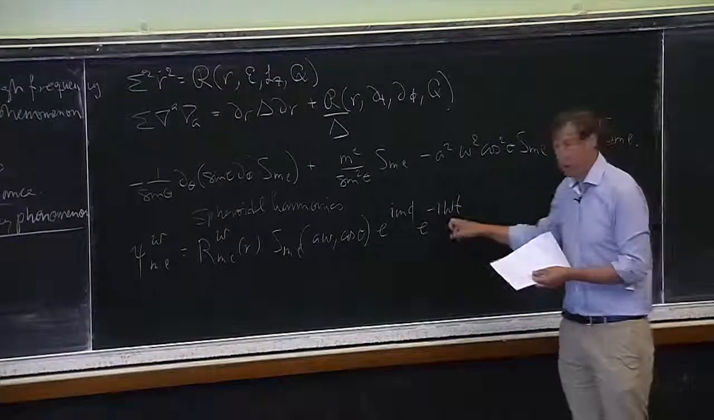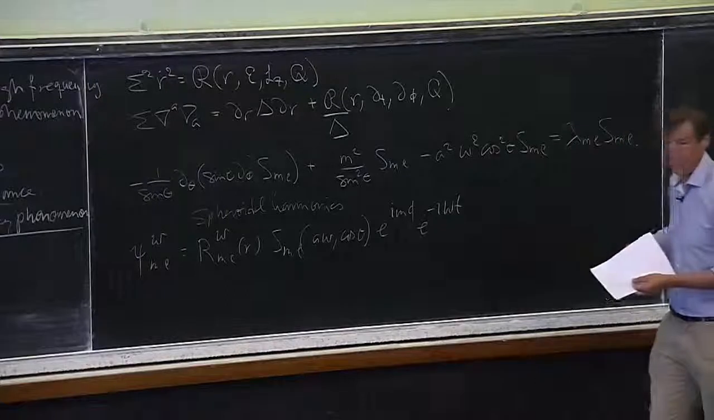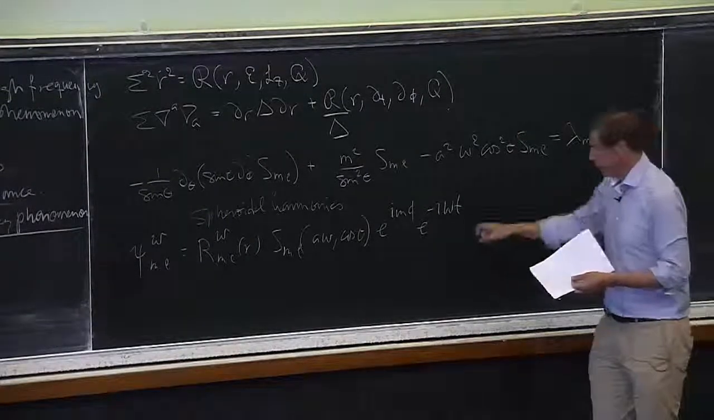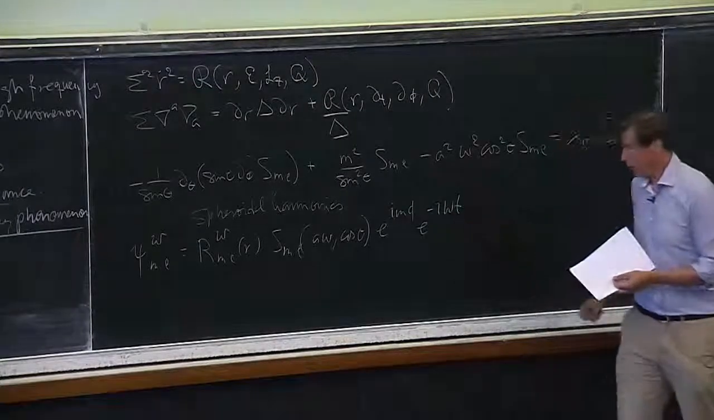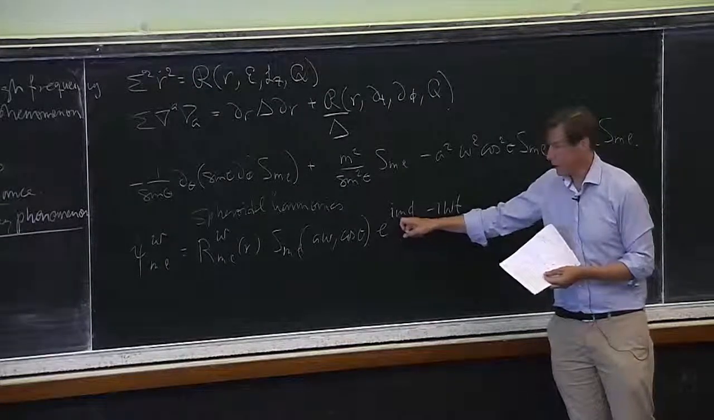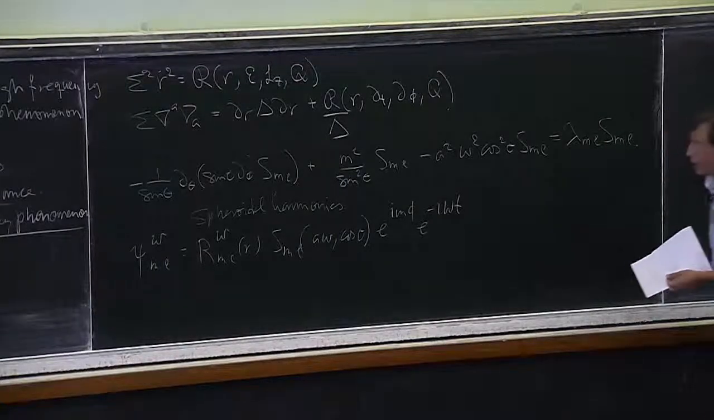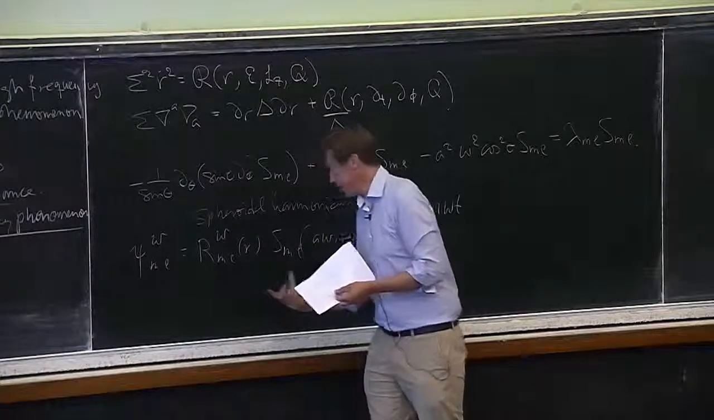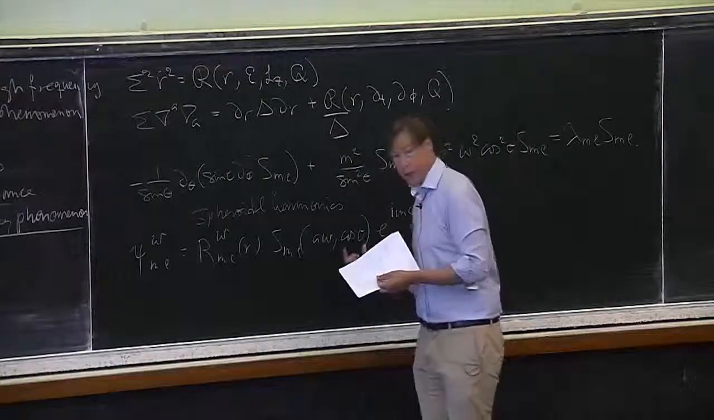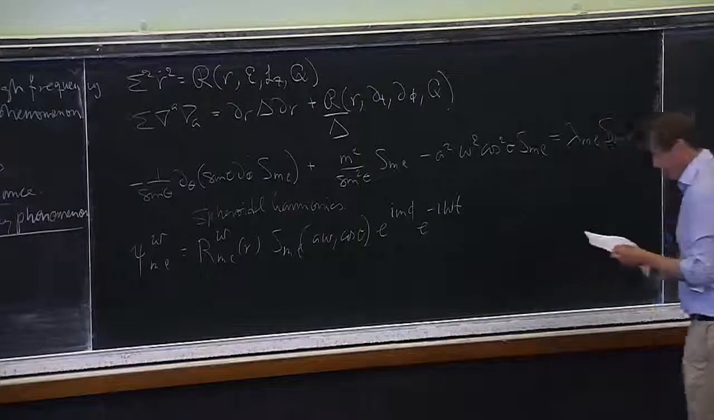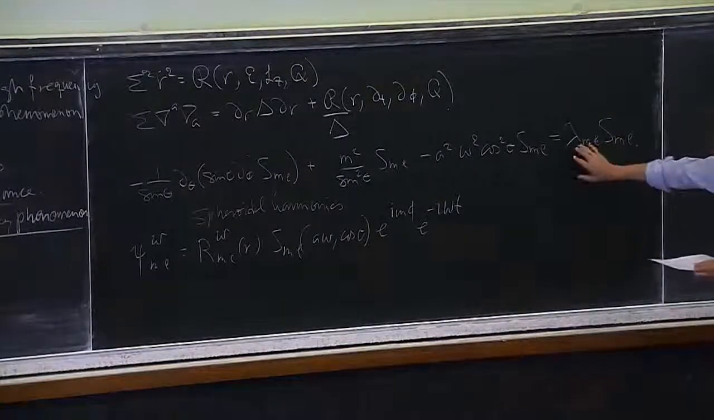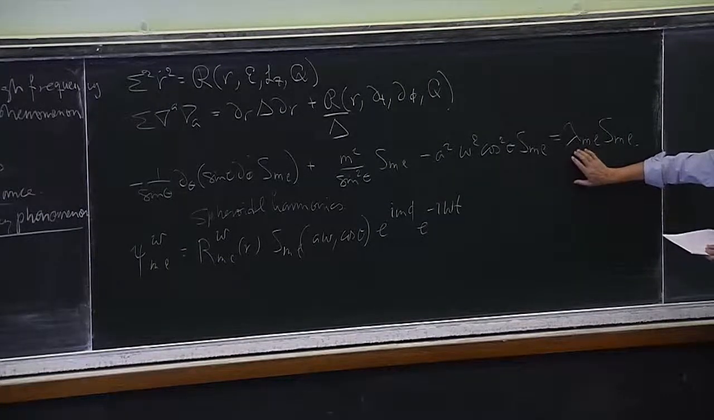And a priori, this omega is a complex number. But if you're in a situation where you can actually do a Fourier transform, then this omega can be taken to be real. m is this azimuthal angular frequency, and we have two separated pieces, one r dependent and one theta dependent. And then we can use this eigenvalue of this spheroidal Laplacian as a separation constant.